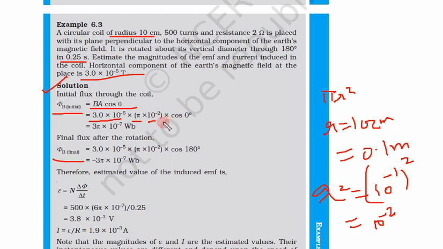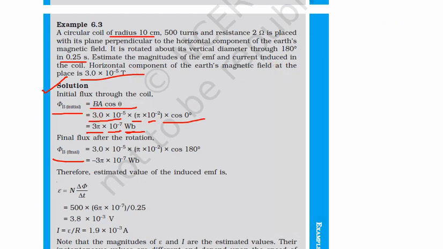Initially what was the angle? Cos 0 degree. So let us calculate: 3 into 10 to power minus 5, times pi. So 3 and pi are here, and 10 to power minus 5 and 10 to power minus 2 become 10 to power minus 7. This much Weber. So this is the initial flux.